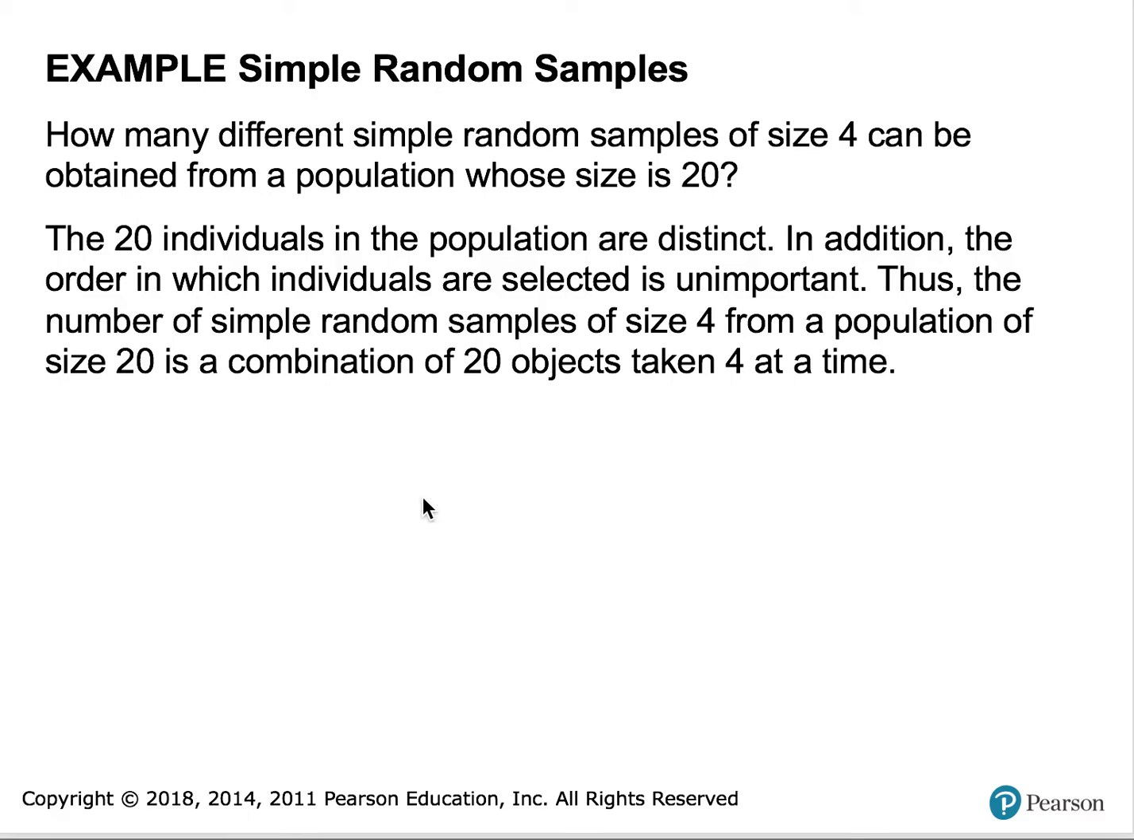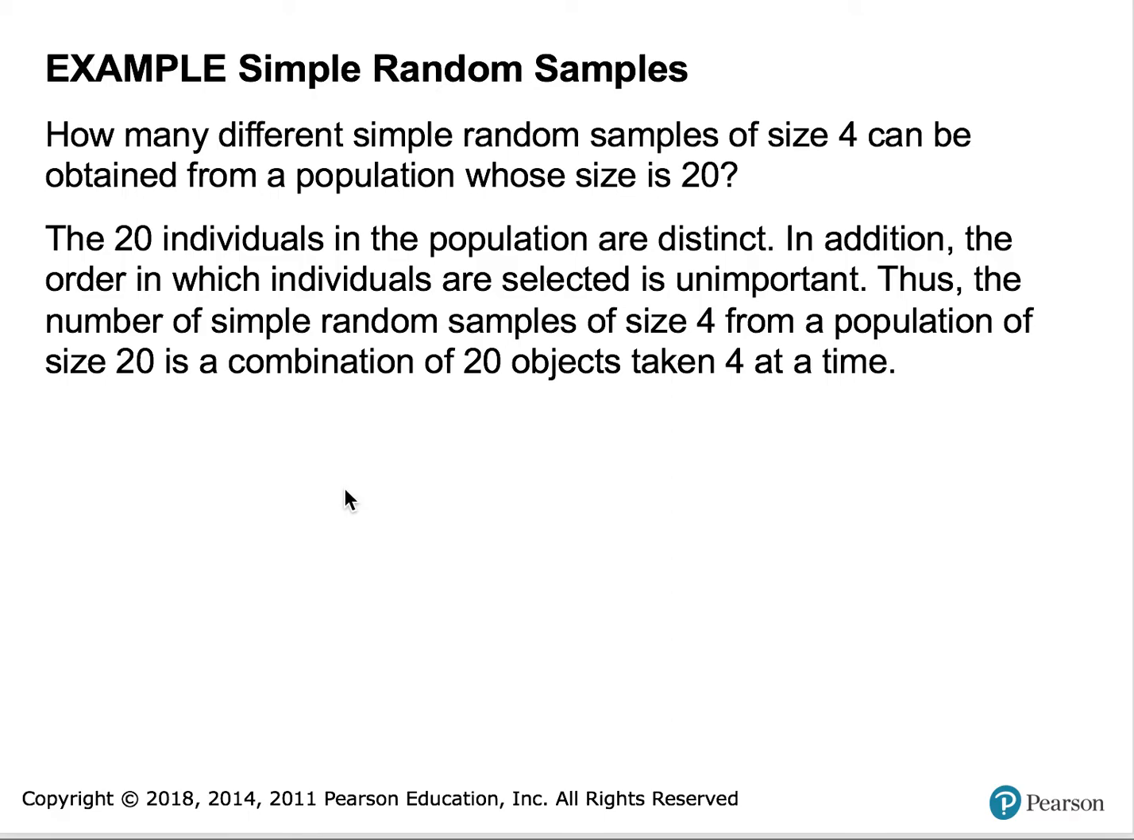Let's see, how many different simple random samples of size 4 can be obtained from a population whose size is 20? So I just want to take a random sample. Does the order I take them in matter? No, I'm just getting a sample. If I choose Joe, Fred, Bill, and Jill in that order, even if I choose Jill, Bill, then Fred, Joe, that's still the same sample of 4. The order I choose them in doesn't matter. I'm just choosing 4 people randomly.